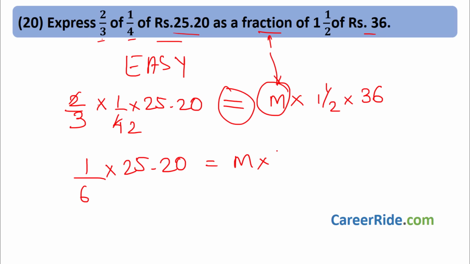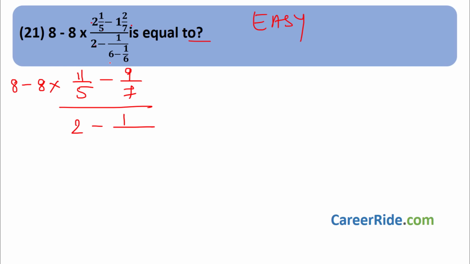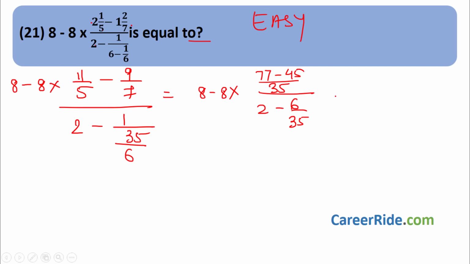What you will have, 8 minus 8 multiplied by 5 2s are 10 plus 1, 11 upon 5 minus 7 1s are 7 plus 2 is 9, 9 by 7 divided by 2 minus 1 divided by 6, 6 6s are 36. Take the LCM and calculate this. If the LCM is 6, you will have 6 6s are 36 minus 1, 35. What will you get over here?